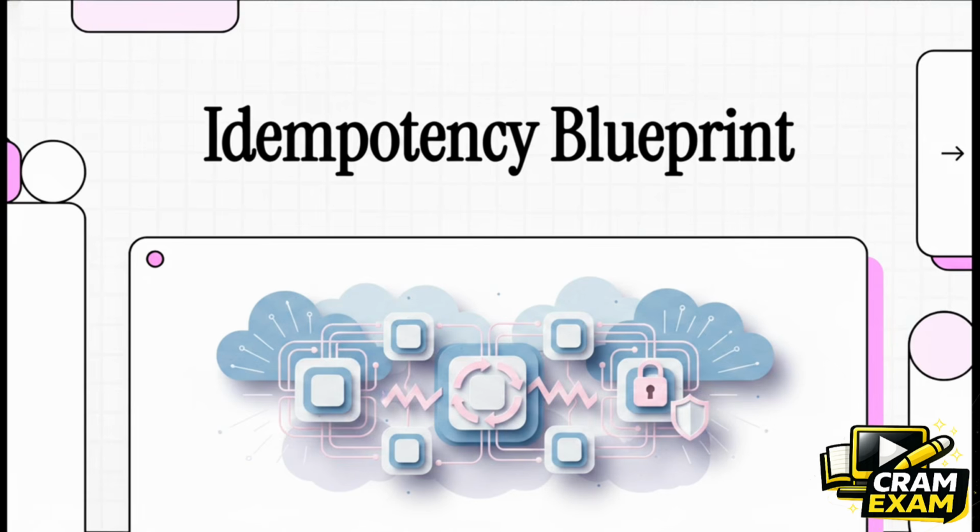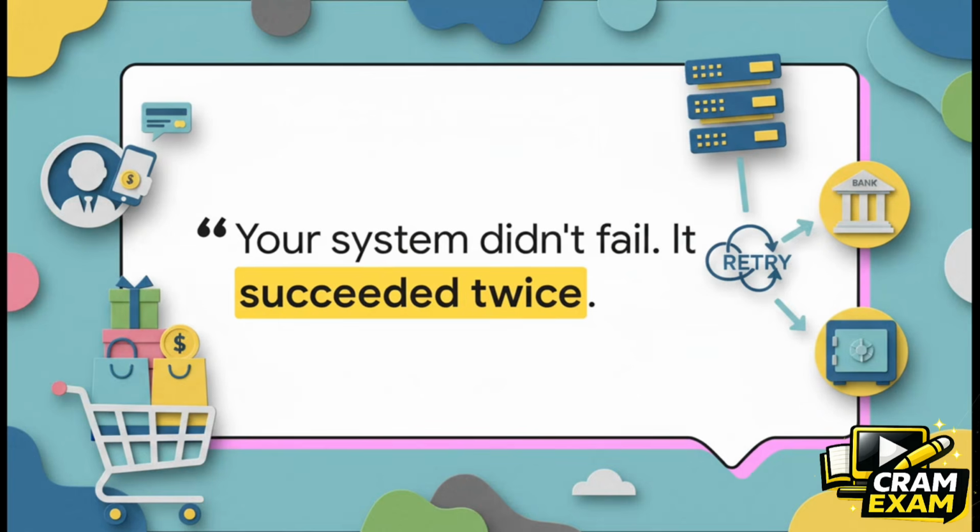Welcome to the Idempotency Blueprint. Today, we're diving into this explainer to tackle a massive challenge that literally every cloud engineer faces, especially if you're gearing up for that AWS developer exam. We're talking about retries, network failures, and a really crucial architectural concept called idempotency. If you've ever built an API or worked with microservices, you already know things don't always go according to plan. But what if the problem isn't that your code failed, but rather that it worked a little too well? Your system didn't fail. It succeeded twice.